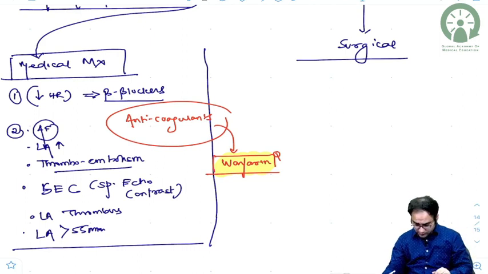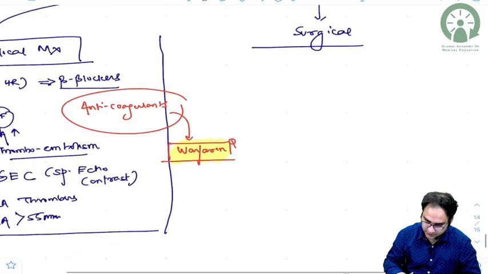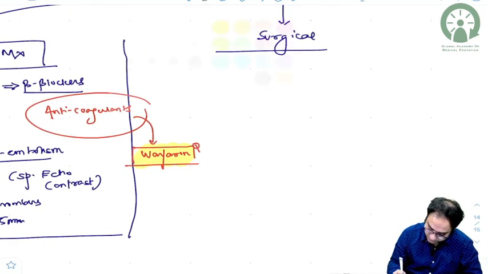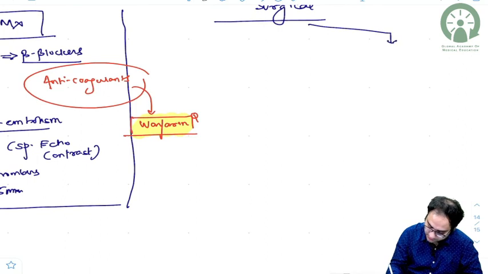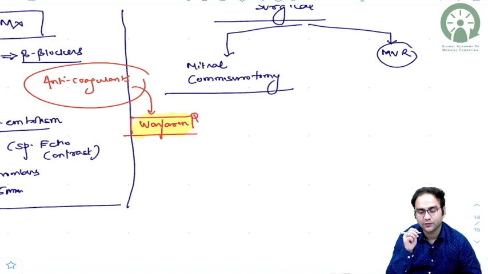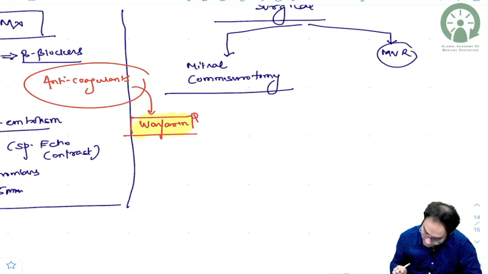Okay. What do we do with the surgical management? Either you can do replacement of the valve, right? Or you can do something known as mitral commissurotomy, right?